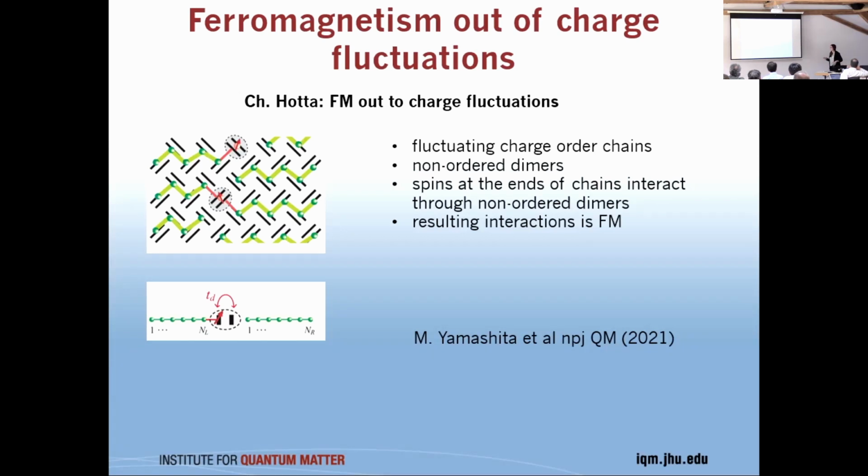And Chizuhata suggested a very nice way of explaining it, where we have some charge ordered, charge fluctuating chains, and then we have some dimers which don't have this kind of dipole on them. When there are spins on the ends of the chains, they feel each other through the spin on this dimer, and this is antiferromagnetic, and this is antiferromagnetic. Eventually we see dynamic ferromagnetic fluctuations.